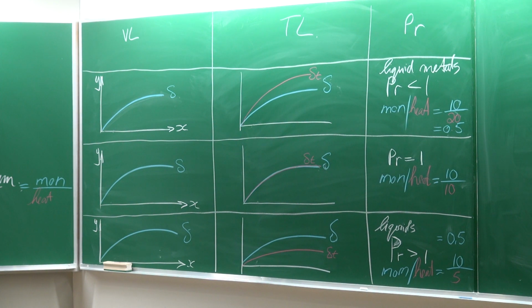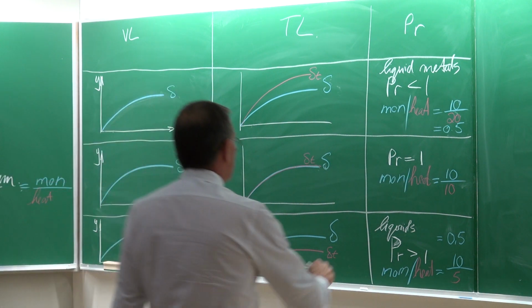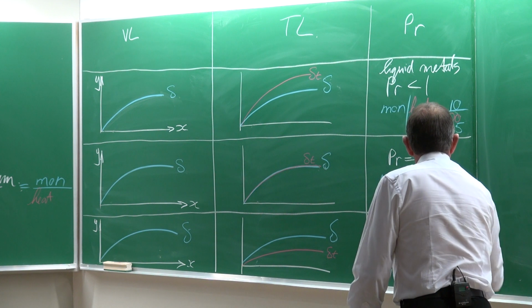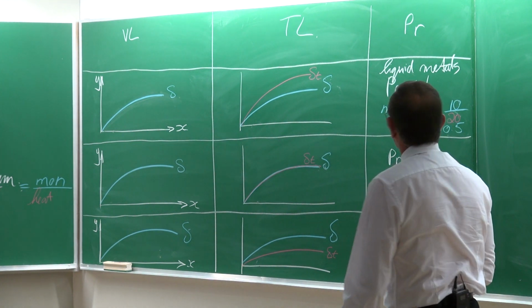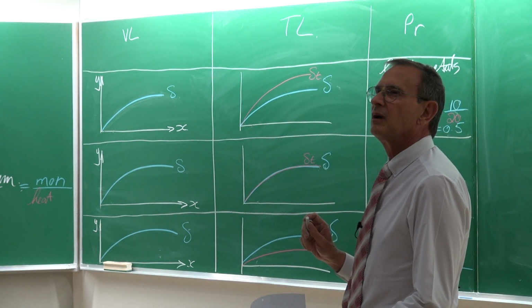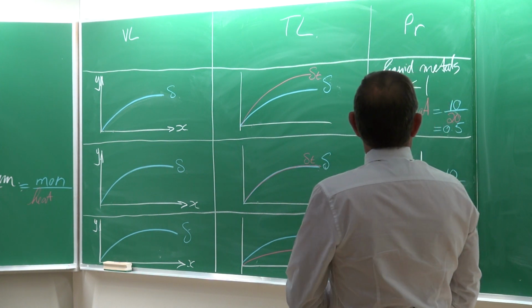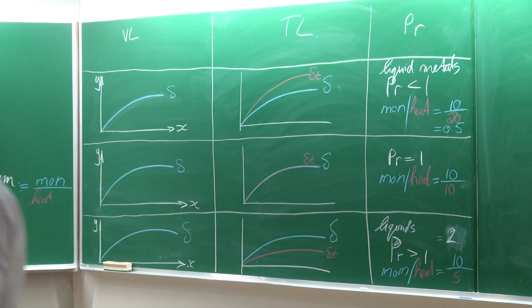I beg your pardon? One of my Prandtl numbers have to be 2, yes. Sorry, this one. I beg your pardon? I'm sorry, I still cannot hear the question very well. So I'm then asking if the middle column is still correct. If the what?